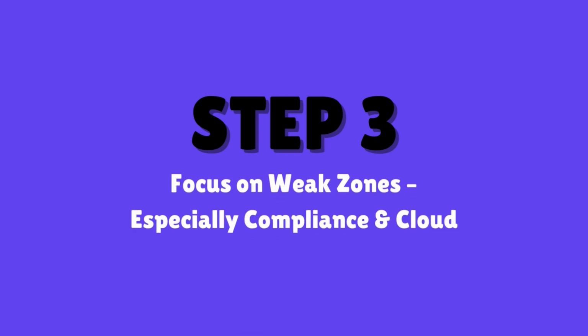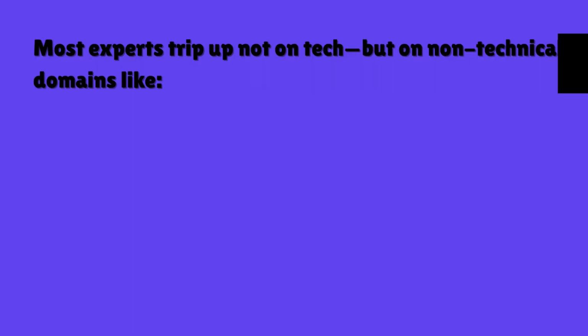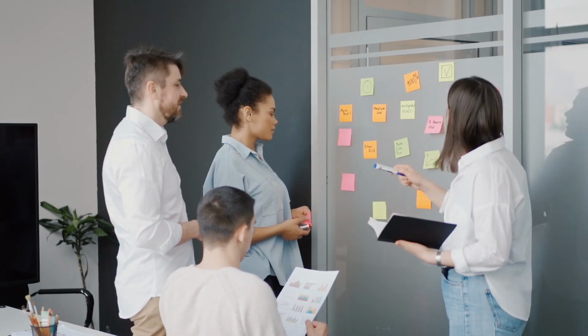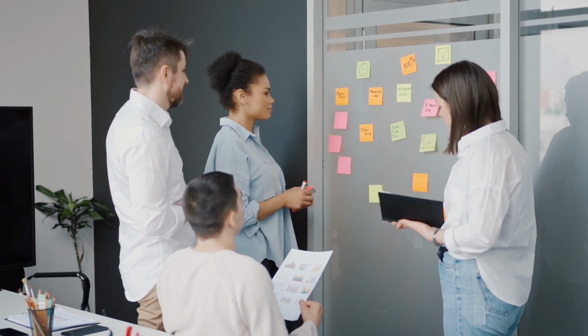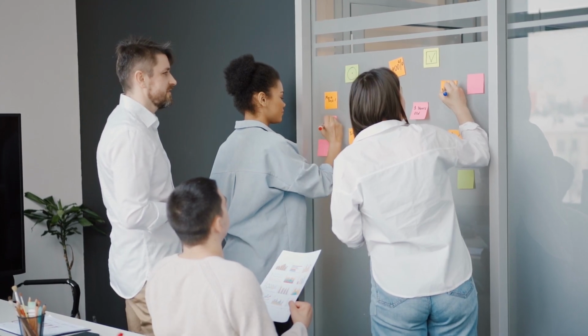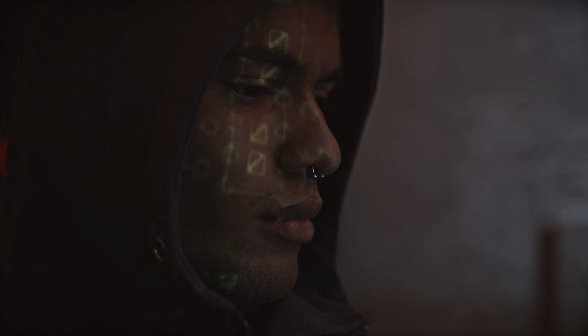Step 3. Focus on weak zones, especially compliance and cloud. Most experts trip up not on tech, but on non-technical domains like GDPR, HIPAA, PCI-DSS. Risk assessment frameworks: ISO 27001, NIST, COBIT. Cloud-based attacks: IAM misconfig, S3 buckets, etc. IoT protocols and mobile device threats. Spend 2 to 3 days patching these gaps. You can skim the CEH all-in-one book or use targeted videos on YouTube for these zones. Tip: don't go deep. Just understand how CEH expects you to label and define these areas.